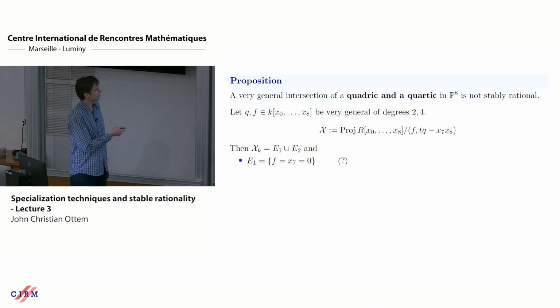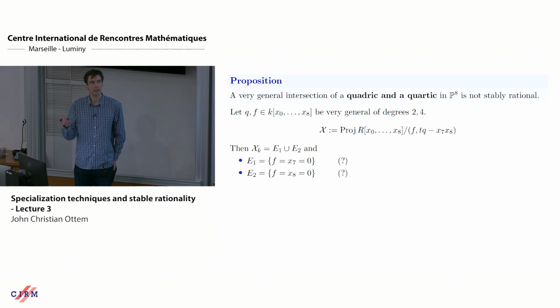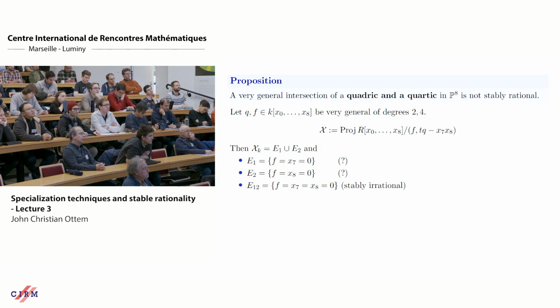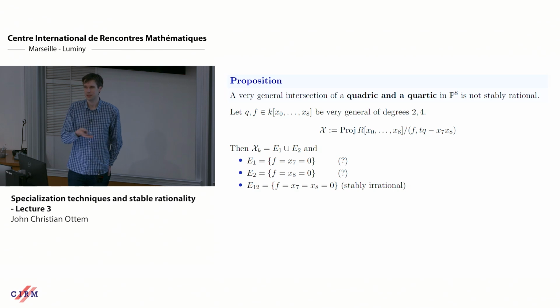One is just f equal to f0 is 0, and the other is x8 equal to 0. So we don't really know if these are stably irrational or not. I mean, these are quartic sixfolds. So this is not covered by our previous results. But the point is that we don't really need to know whether these are stably rational or stably irrational. The point is that we do know that their intersection, that would be when both x7 and x8 are 0, is a quartic fivefold. And that is covered by the result that we had last time.